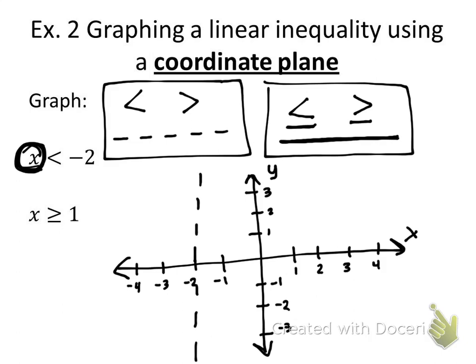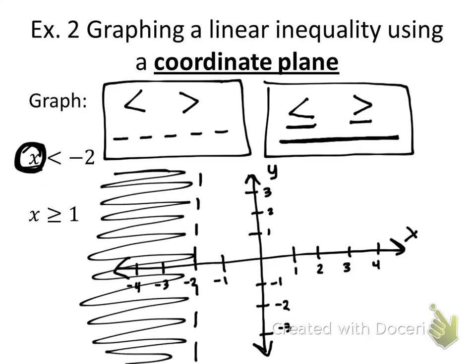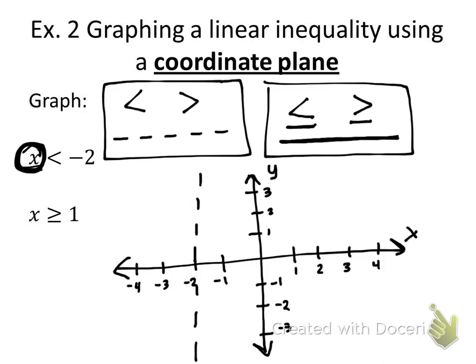I only look at the x-axis because that's the variable they gave me, and the numbers are going smaller than -2. I look and say, okay, -3, -4, this is the way that the numbers are going smaller. So I would shade all the way down my coordinate plane. And that's exactly how you would graph that. That's all you would do in order to graph it.